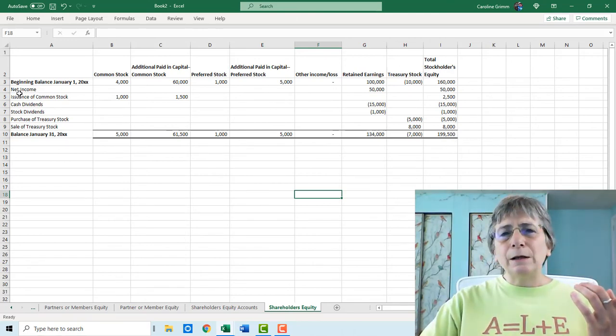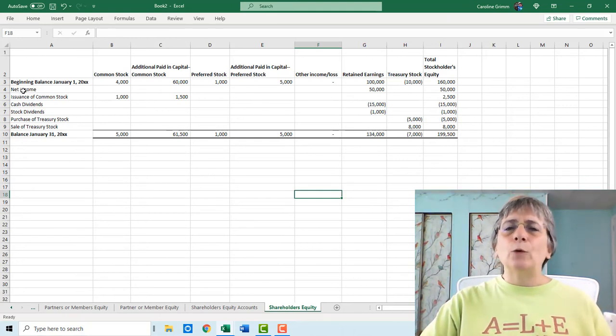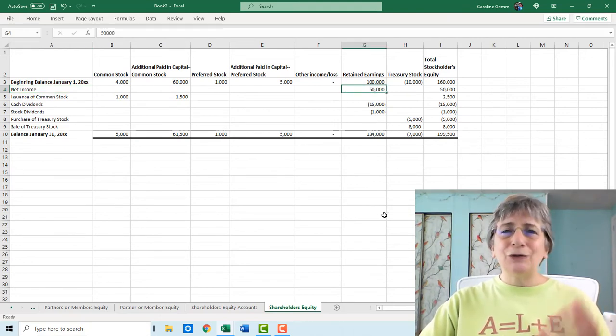And then on the left-hand column, we're going to spell out what those changes were. So for example, we had net income. Well, net income gets added to our retained earnings, which is an account that keeps track of all of our net income and net losses. So we're going to add that to our retained earnings column.